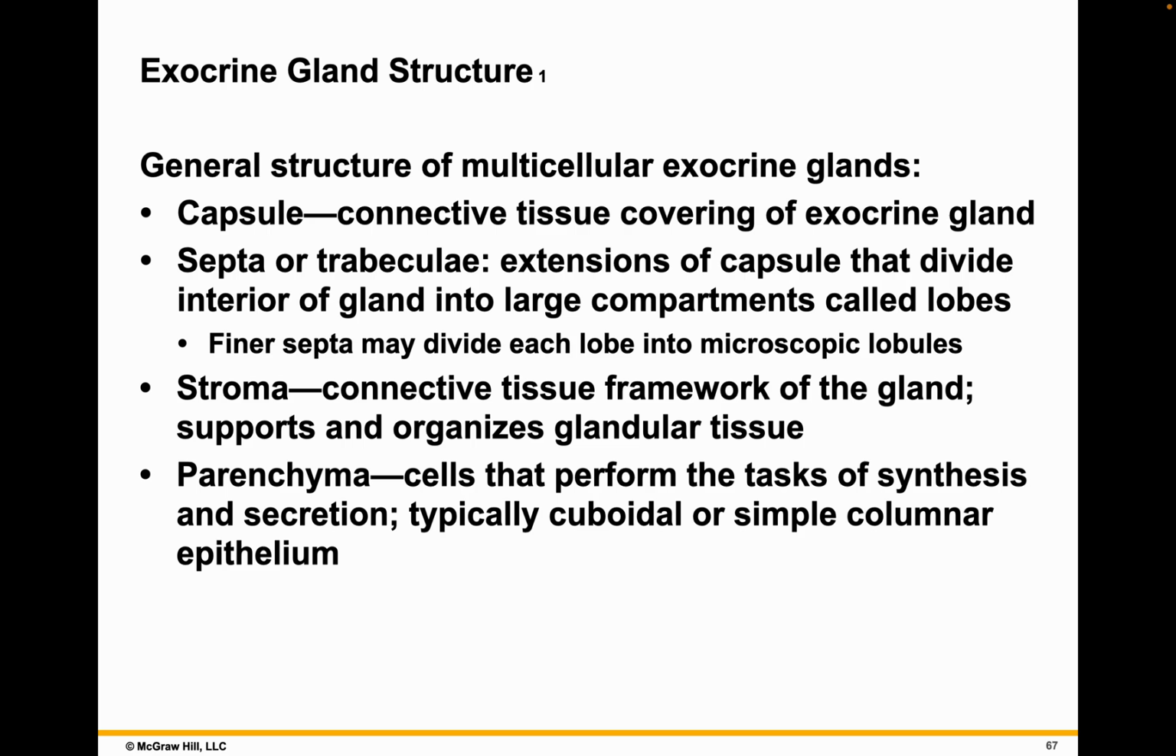Exocrine glands have a capsule, a connective tissue covering, and septa or trabeculae, the extensions of the capsule that divide the interior of the gland into large compartments we call lobes. Finer septa may divide those lobes into microscopic lobules. Stroma is the connective tissue framework of the gland. It supports and organizes the glandular tissue. Parenchyma are cells that perform the task of synthesis and secretion. These are typically cuboidal or simple columnar epithelial cells.